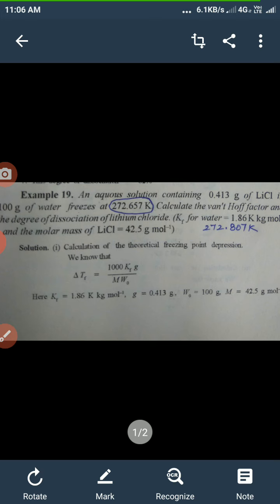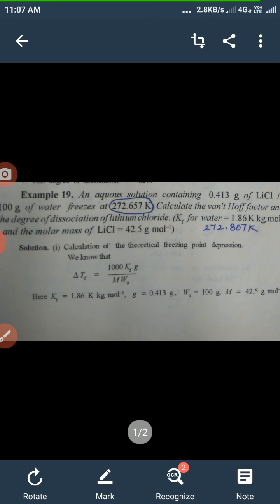The numerical problem is: an aqueous solution contains 0.413 gram of lithium chloride in 100 gram of water. It freezes at 272.807 Kelvin. Now calculate the Van 't Hoff factor and the degree of dissociation of lithium chloride.